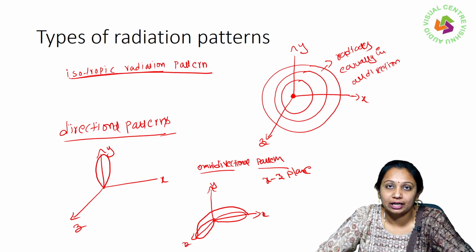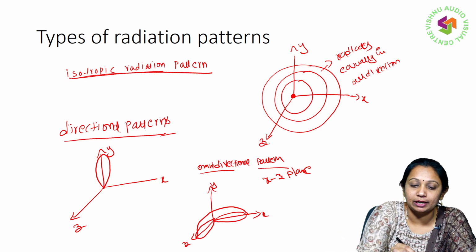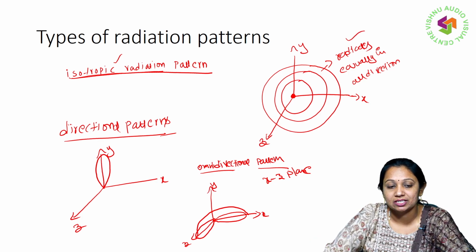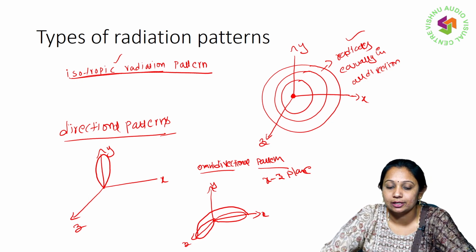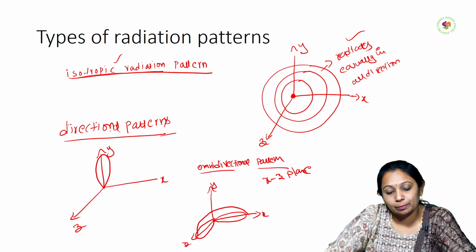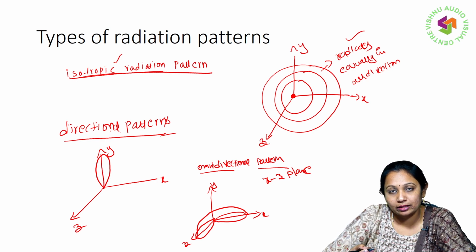So it depends on the radiation coming out from the antennas. If it radiates equally in all directions, then that is nothing but an isotropic radiator, which radiates equally in all directions. Generally, this isotropic radiator is always used as a reference antenna. And the next pattern is the directional pattern. Under this directional pattern, these antennas radiate towards one direction only, wherever you place the antenna. So the maximum radiation direction is on one side.